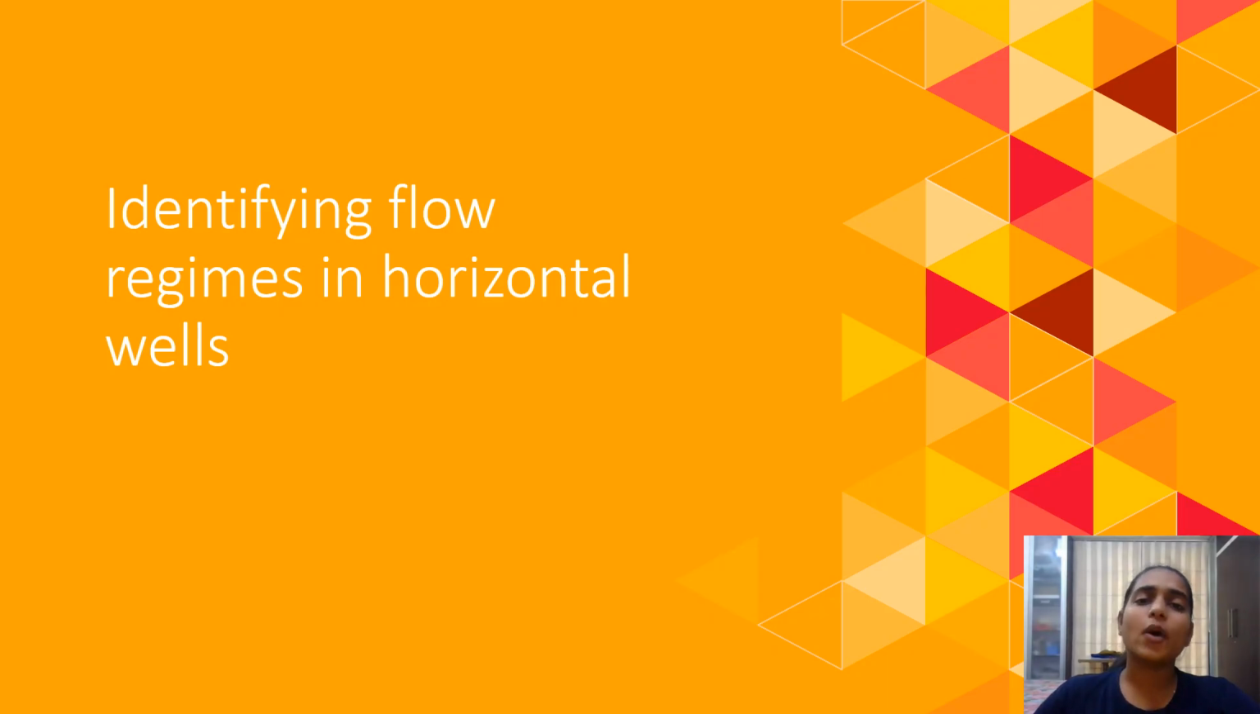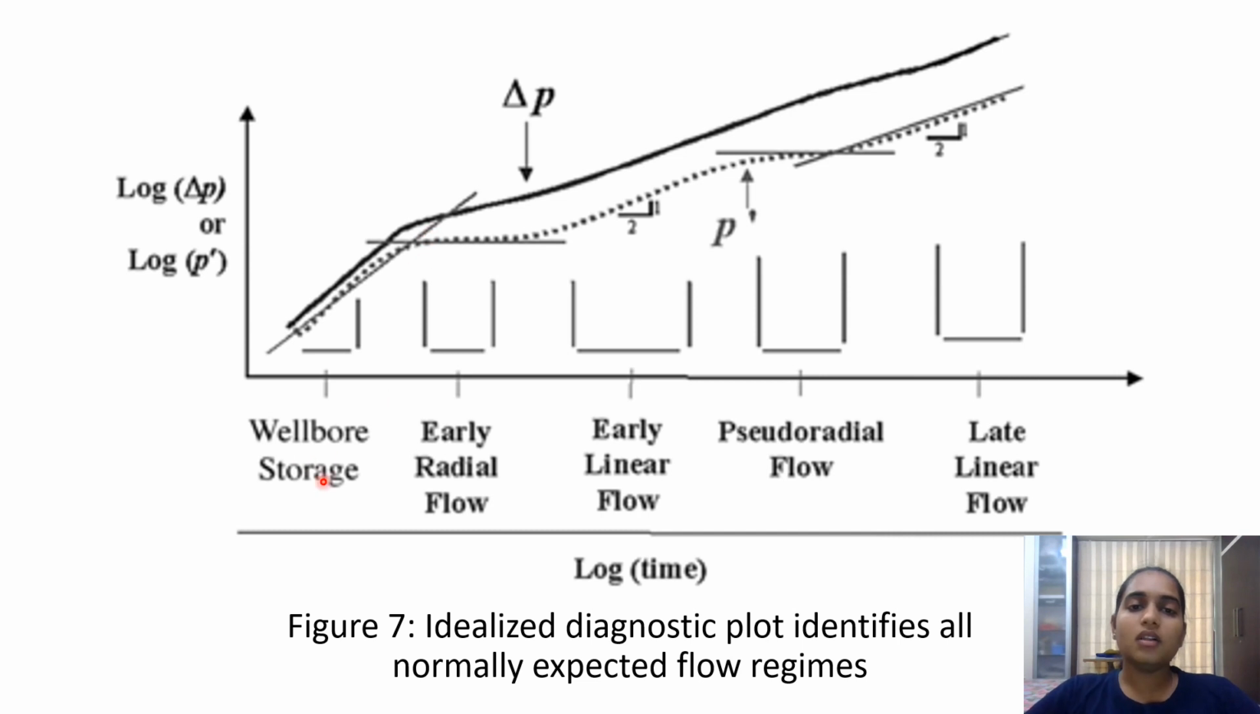Now, let us see how we can identify the different flow regions in the wells. All these flow regions in a test can be identified on a diagnostic log-log plot of pressure change delta P and pressure derivative P dash against logarithm of time, as shown in figure 7. The delta P curve is represented by a bold continuous line and the P dash curve is represented by a dotted line.